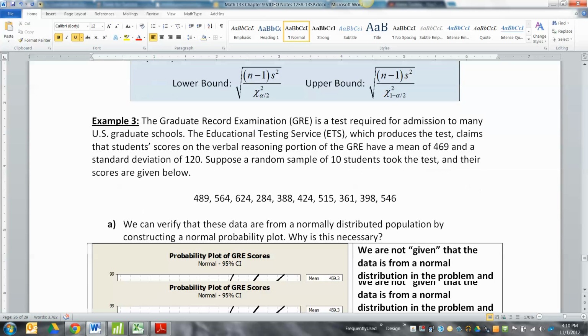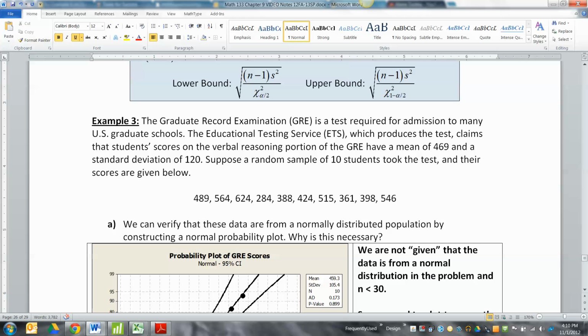All right, so I have down here the GRE scores. GRE is like the SATs, but for graduate students. And this is for the verbal reasoning portion. So it has several portions. This is the verbal portion. And these are a random sample of 10 students that took the test.